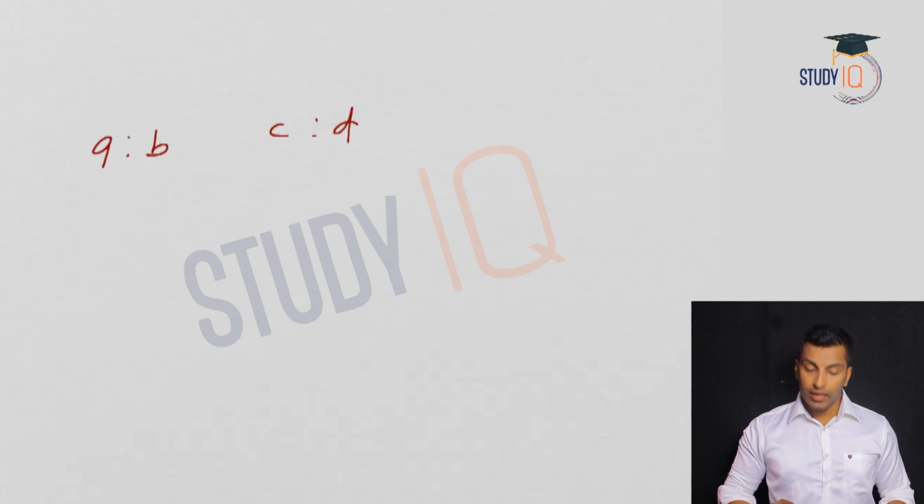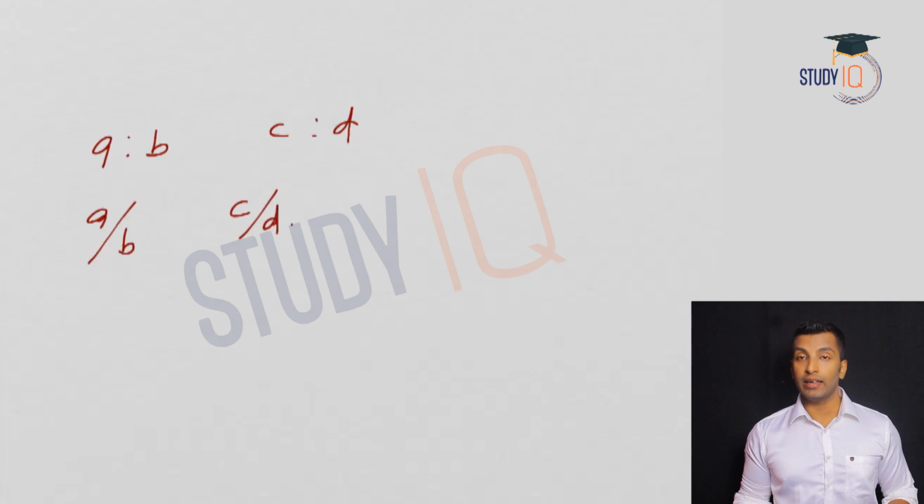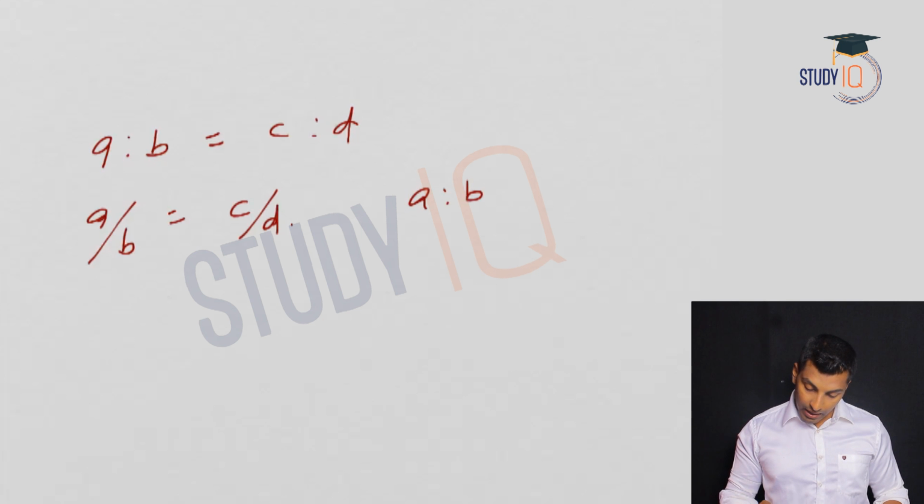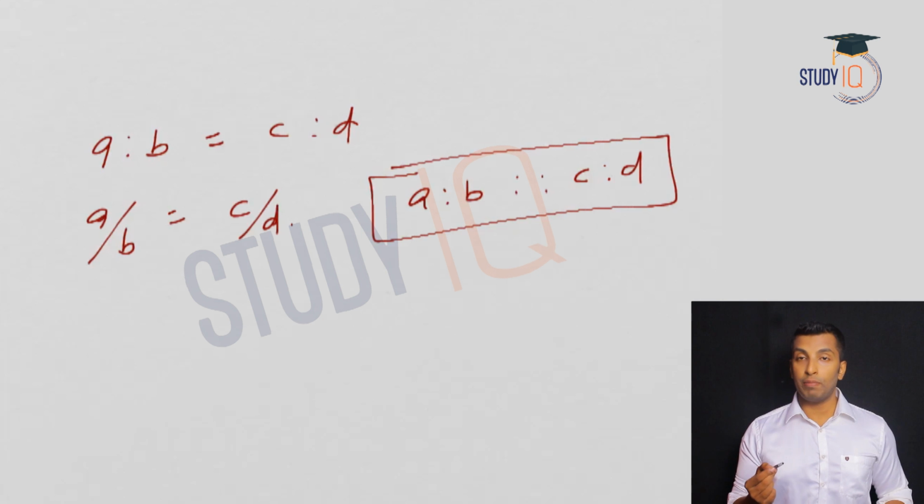Now, what do you mean by proportionals? Let's suppose you have two ratios or two fractions like A is to B and C is to D. Basically these are two fractions like A by B and C by D. Now if I tell you that these two ratios are equal, it's like A is to B equal to C is to D, or A by B equal to C by D. You can also write it as A is to B as C is to D. This is one way of representing this.